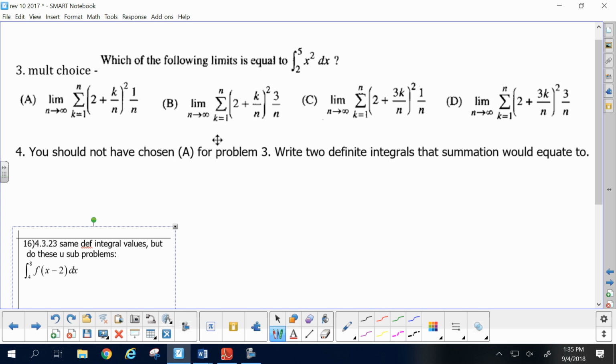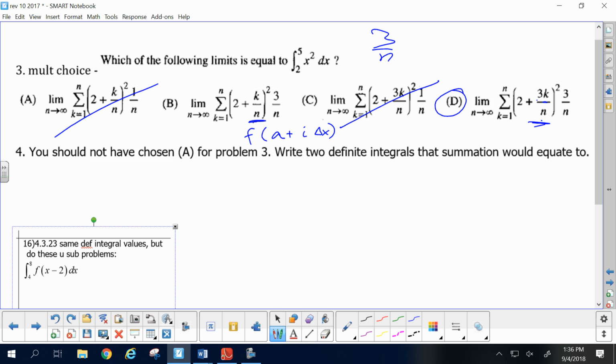Starts at 2. I know delta x is 3 over n, so right away that and that are out. All right, what about the function? The difference seems to be just k over n versus 3k over n's. Which one is it? Remember it's f at the starting point plus some number, they're using k, of delta x's. In this case, delta x is 3 over n, so it should be some number of 3 over n. It is 2.